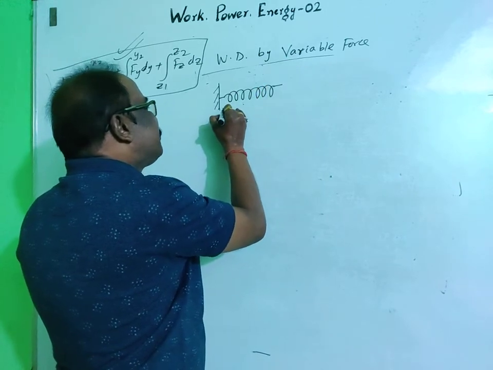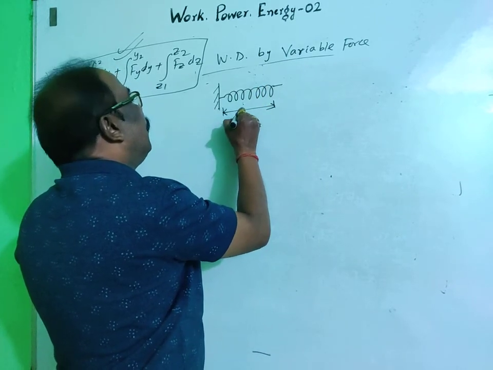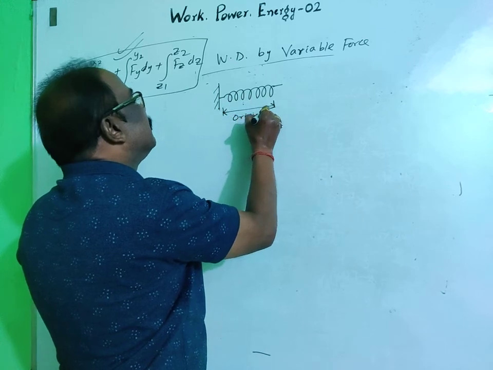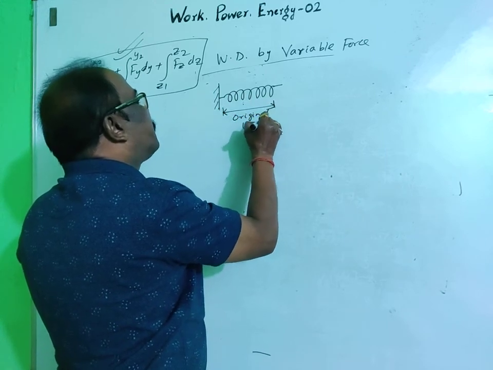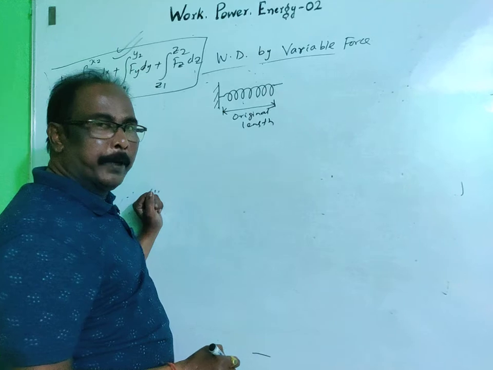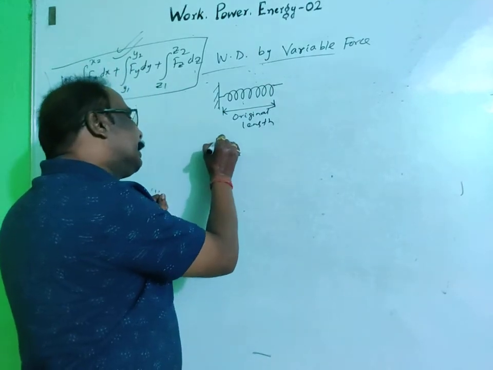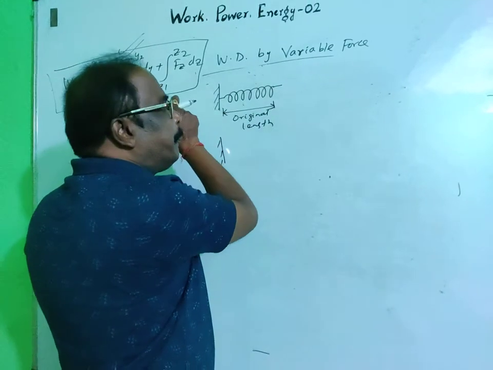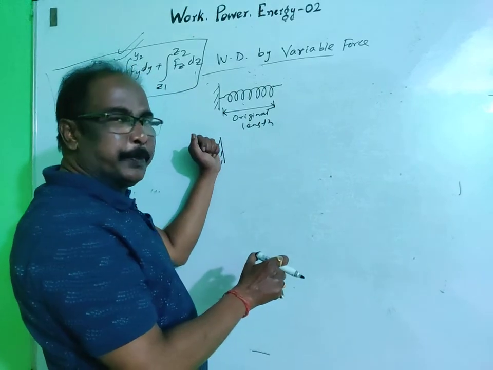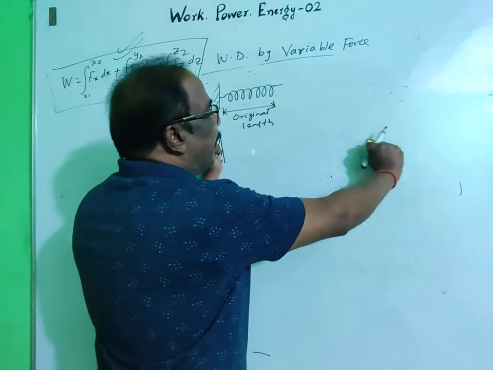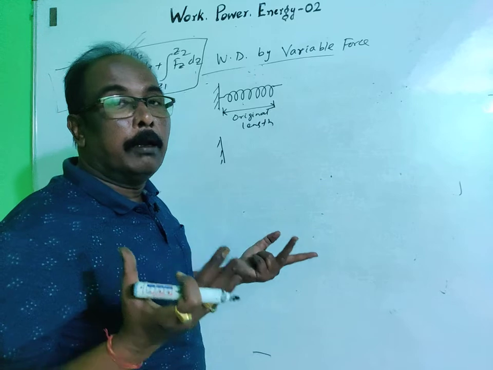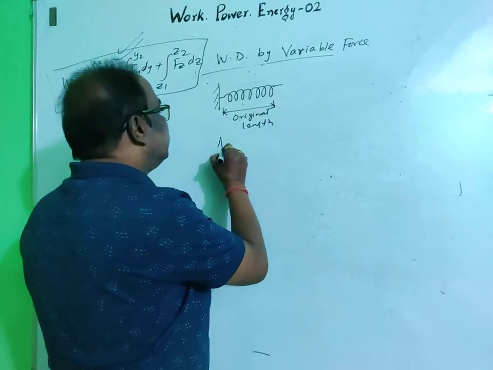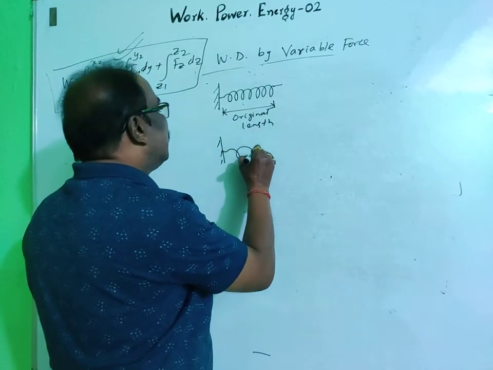This length is the original length of the spring. In the second diagram, I am showing you that a force is applied. This end is fixed. A force is applied so as to elongate the spring. Now, a force is applied to elongate the spring.